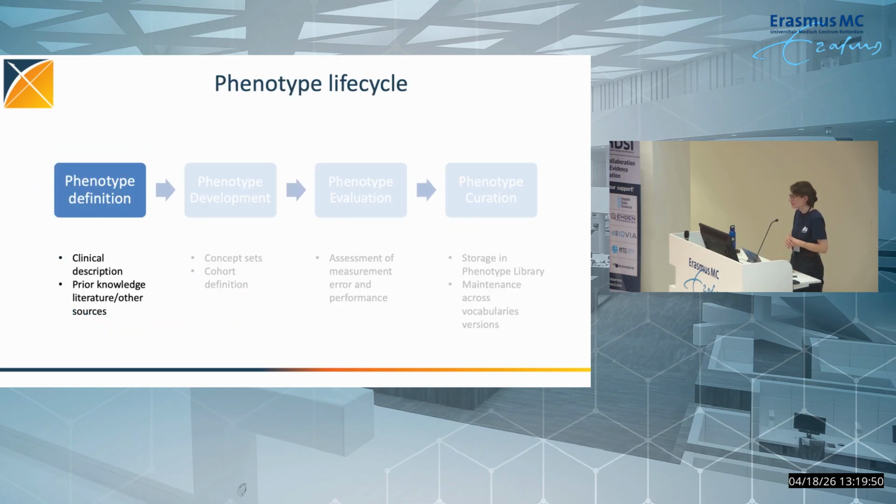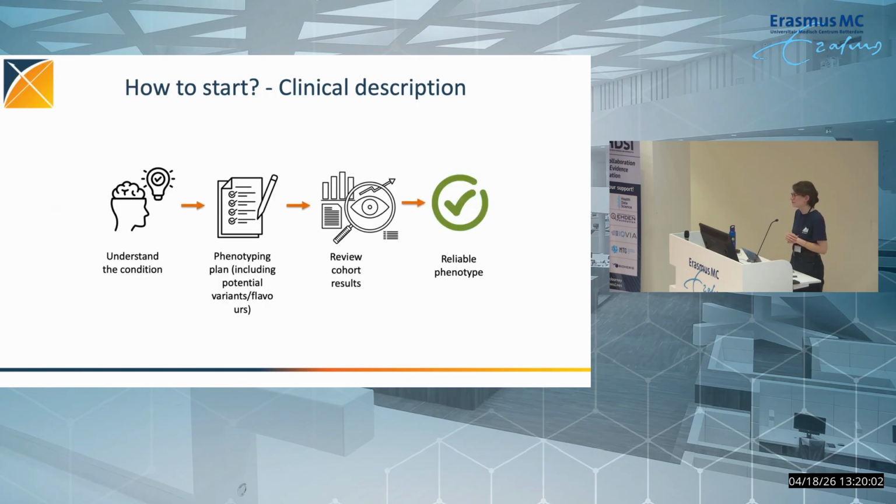So you have already seen the overview, so now we are going to start with phenotype. As I said, the first step is the phenotype definition. We need to understand the condition that we want to phenotype, and for that we will start filling the clinical description. This clinical description will gather all the information related to the condition, and this information will help us to plan the phenotype, to understand which concept sets we have to create, if we are going to include one or more concept sets, how we are going to combine them, and also it will help us to plan the definition of our cohort.